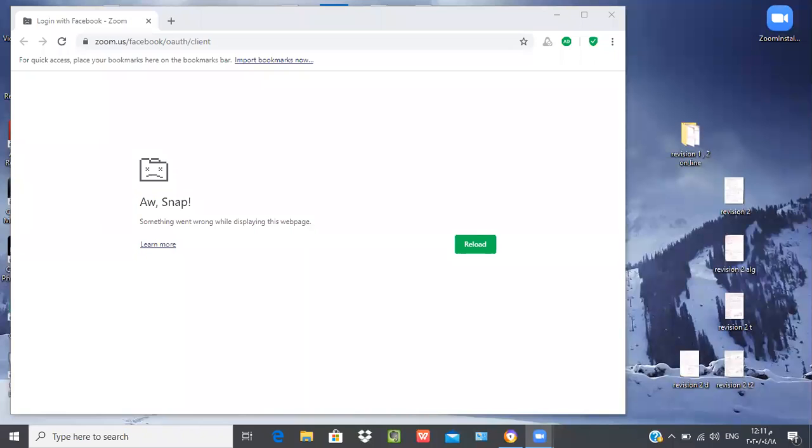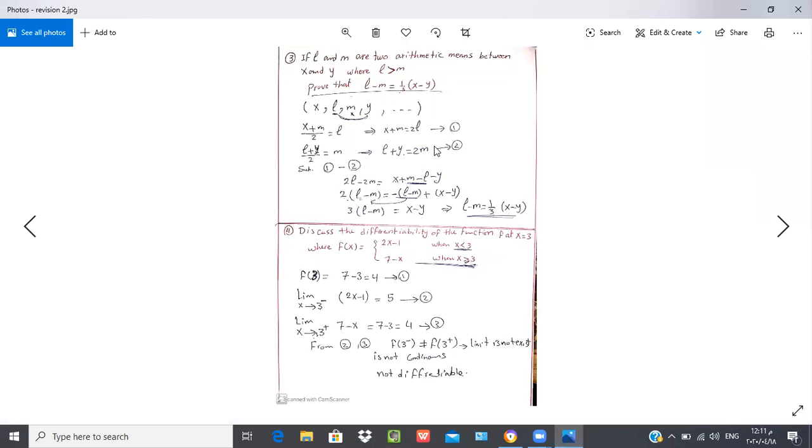Now we will start something from here. Look here. He said, if L and M are two arithmetic means between X and Y, where L is bigger than M, he asks you to prove that L minus M equals one third of X minus Y.